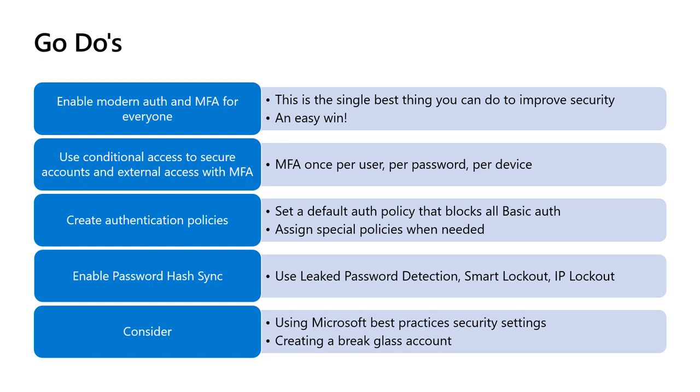Enable password hash sync. That turns on leak password protection, smart lockout, and IP lockout like I talked about. And consider using the Microsoft best practices security settings. Now that replaced what used to be called the baseline policies in conditional access. Those are no more. Is anybody using those? Nobody, one person. Okay, consider using that. If you're a larger org, I definitely wouldn't use it. If you're a smaller org, it's really easy. And basically, when you turn that on, it disables basic authentication across your tenant, all of it.